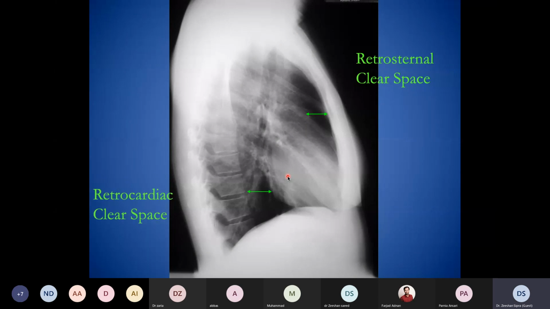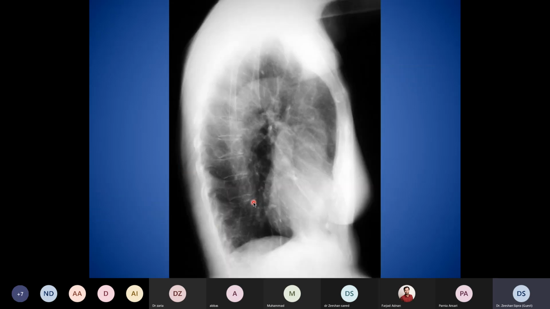Retrosternal space, I hope so. It should be a clear space. The retrocardiac space, that is a clear space. Any airspace or fluid in this area is pathological.